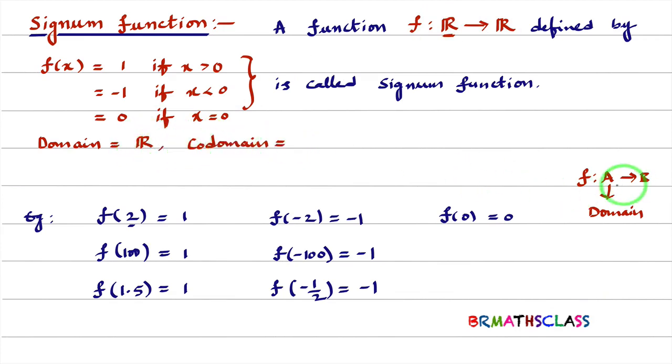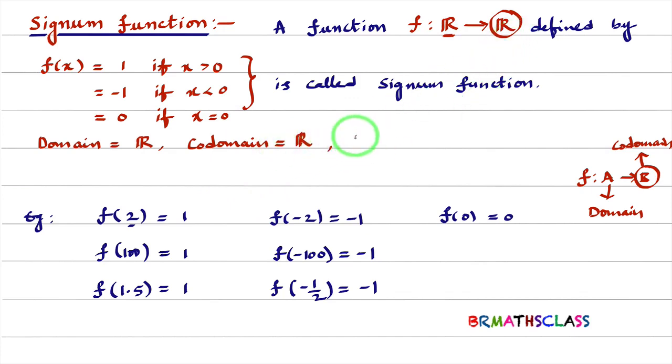Okay, domain is over. Now codomain. What is codomain? If f from A to B is a function, then set B is called the codomain, right? Here, what is the codomain? This function is from R to R. So this R is the codomain. Codomain is the set of all real numbers. Domain is all real numbers. Codomain is also all real numbers.